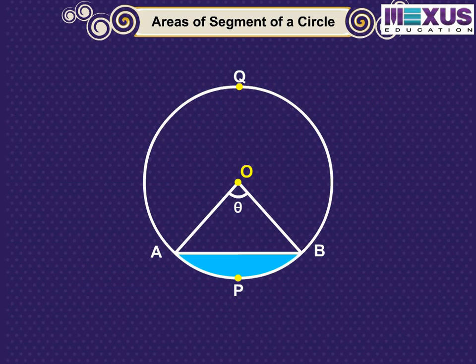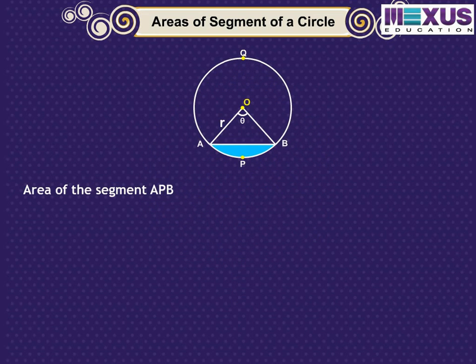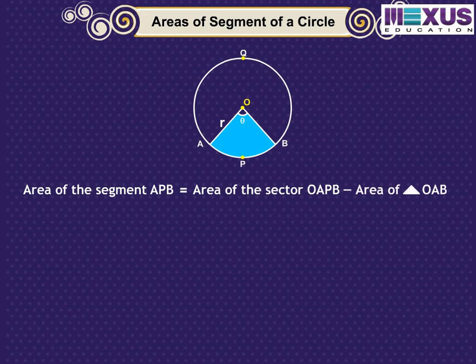Now let's find the area of the segment of a circle. In the figure, you can see we have taken center O and the radius r, thus considering the area of the segment APB, which will equal the area of the sector OAPB minus the area of triangle OAB. So we get the formula as theta divided by 360 into pi r square minus the area of triangle OAB.